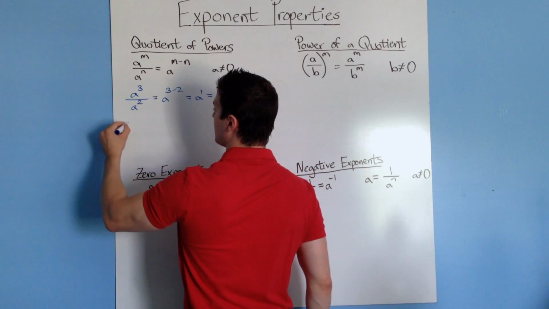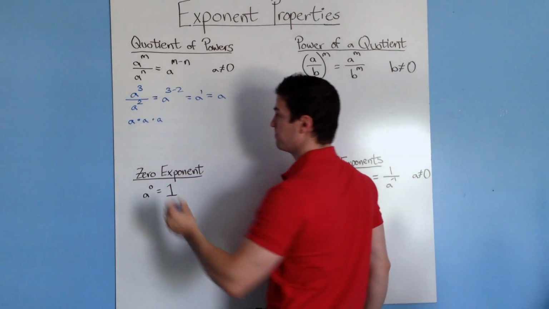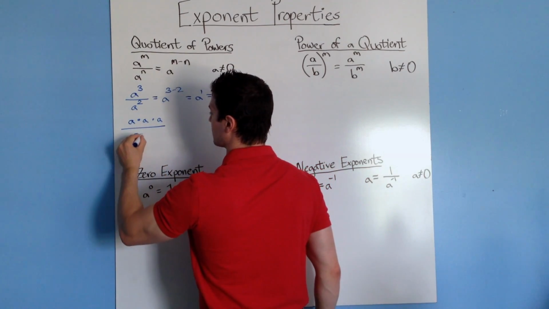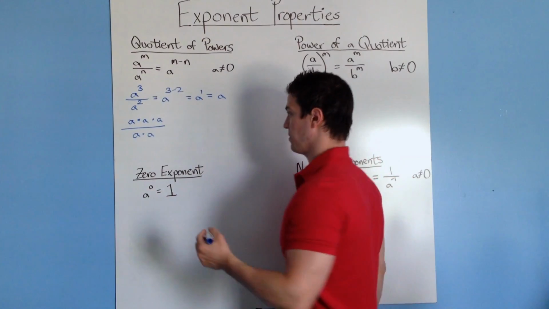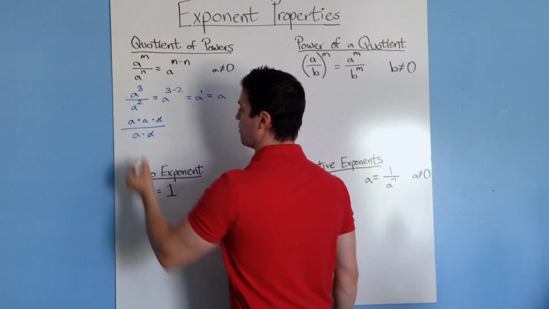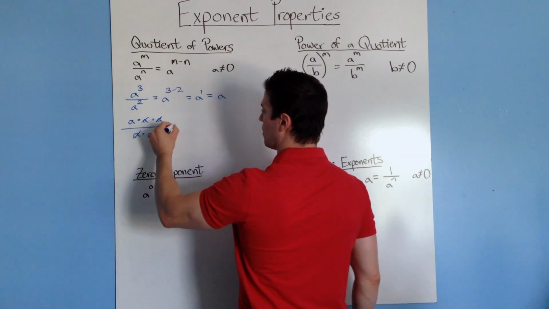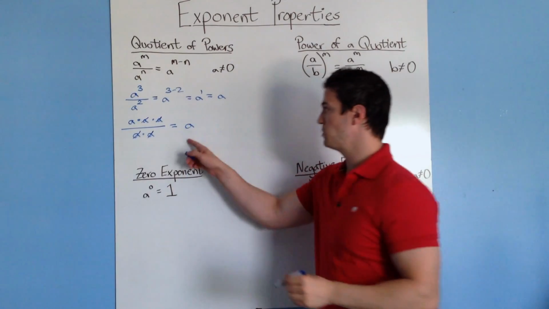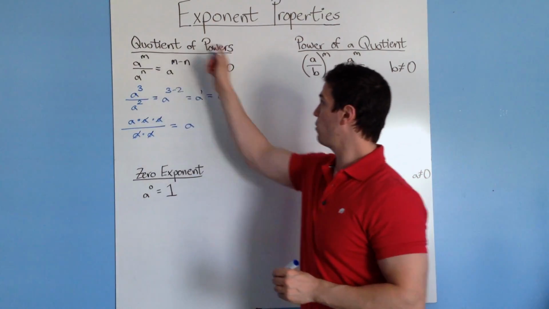Okay, now why does it work this way? Well, I'm going to break down this a to the 3 to be a times a times a. And then this a squared, a times a. Now if you know, any number divided by itself is going to be equal to 1. It's going to cancel out, so a over a, that cancels out to 1. This a over a cancels out to 1, and you end up with just 1a left, which is the same as when we use this property up here.